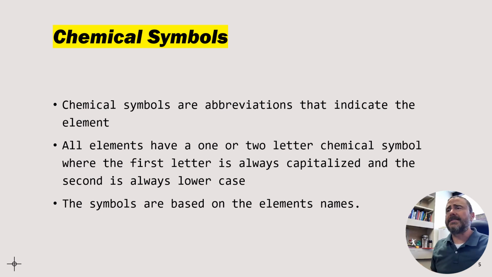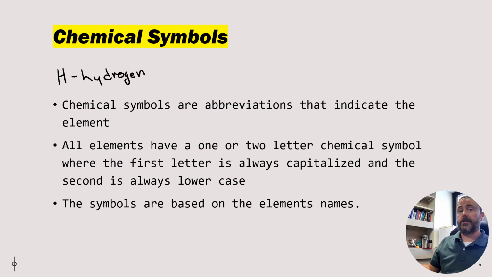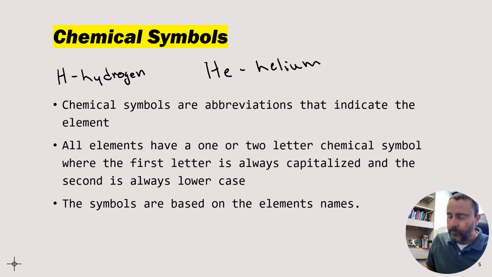Here is what the symbols are based on their elemental names. A lot of these are super easy for us to figure out. Hydrogen is given the symbol H. Makes sense, it's based off its name. Helium: well, H was already used, so helium is He, an uppercase H and a lowercase e. Then there are other ones that don't make as much sense to us.